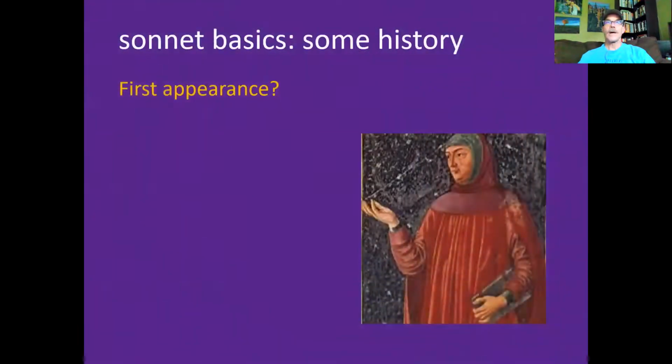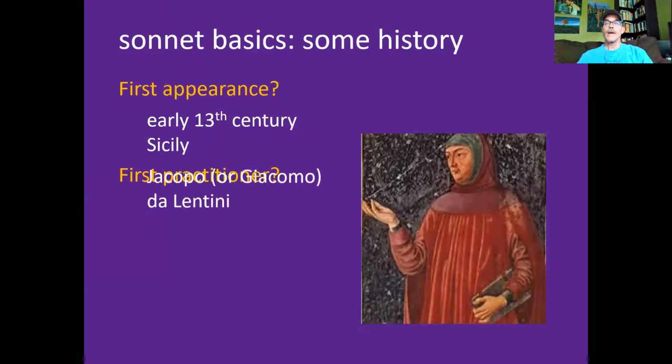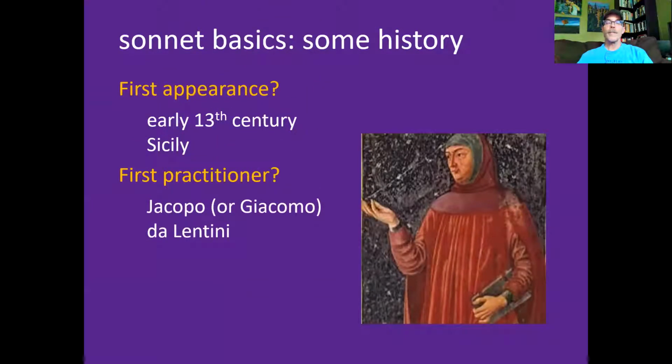Okay, so what the heck is a sonnet anyway? You'll probably recall from our discussion on poetic forms, it's basically a 14-line poem, and I'm going to touch on the two basic types that we have here. The first sonnet makes its appearance in 13th century Sicily, and its first practitioner is pictorially represented here to the right, Jacopo or Giacomo da Lentini.